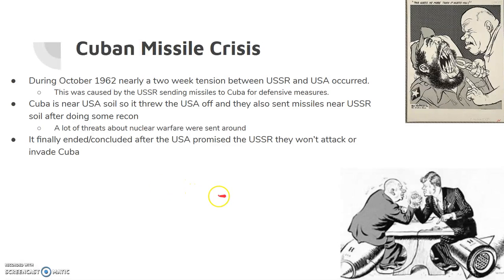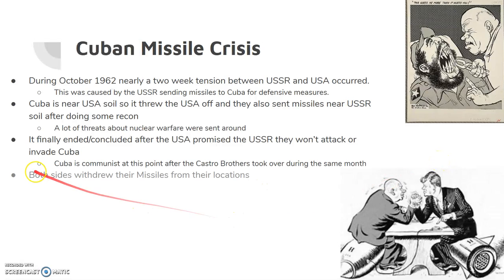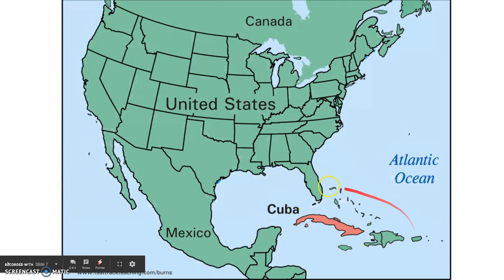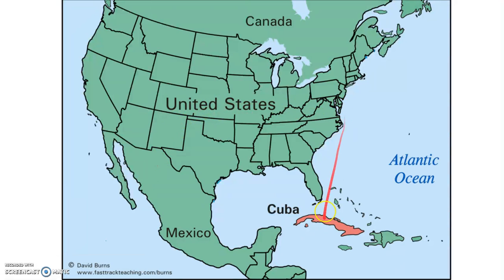And essentially, it finally ended and concluded after the USA promised the USSR they won't attack or invade Cuba, and so essentially both sides withdrew their missiles from their locations, in which it ended it. Note, here is Cuba. Essentially, if you have missiles like nukes or atomic bombs that can nearly reach anywhere in the US, I'm pretty sure, or probably even up to around this area, that's a big no-no, and so that's why the US was quite afraid of the missiles being so close.